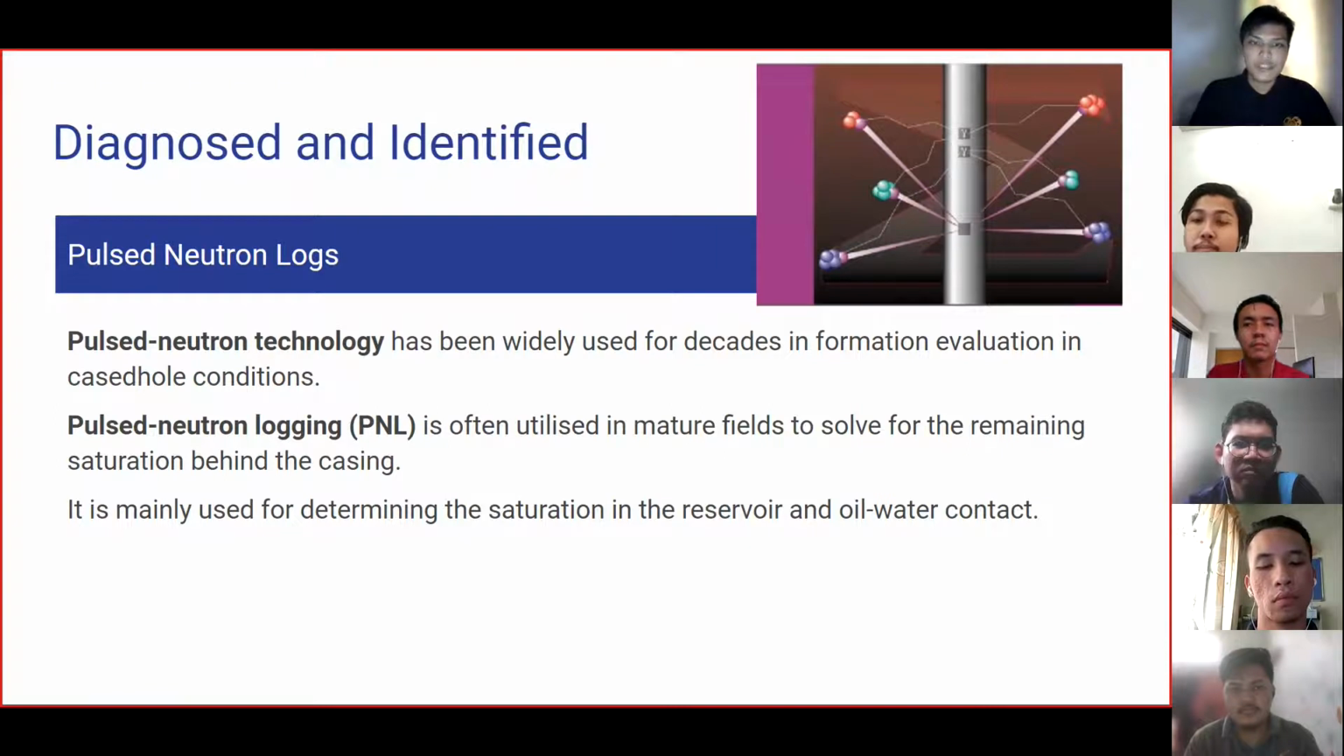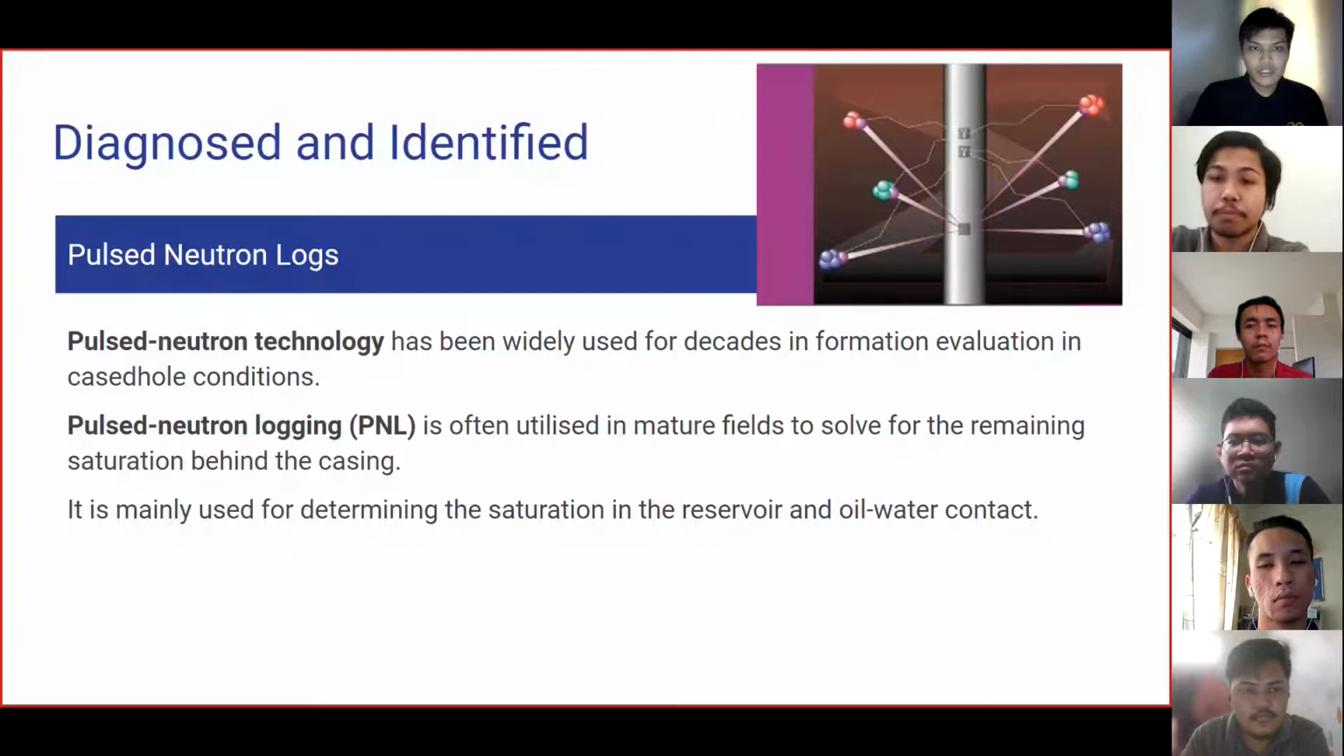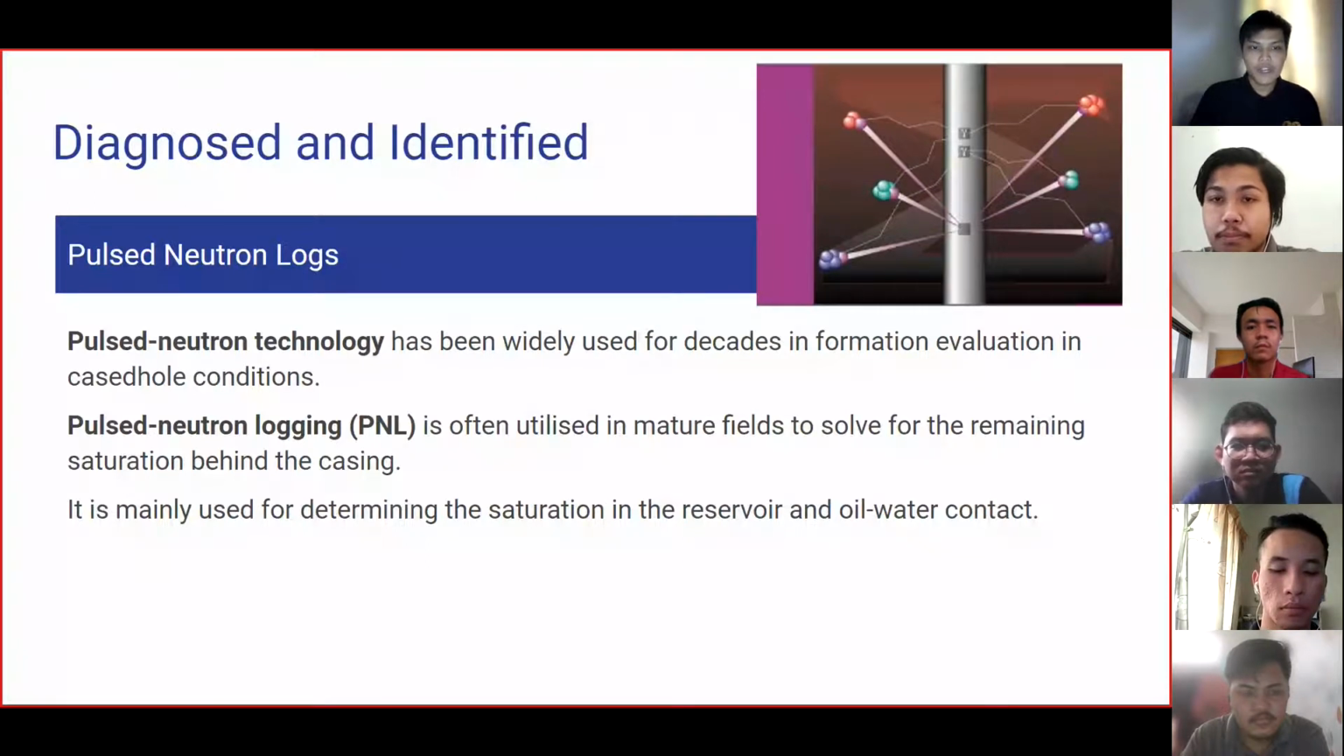The tool that is used to diagnose and identify this low porosity reservoir is the pulse neutron tool. Pulse neutron technology has been widely used for decades in formation evaluation in cased-hole conditions. Pulse neutron logging is often utilized in major fields to solve for the remaining saturation behind the casing. It is mainly used for determining the saturation in the reservoir and also the oil water contact. Next slide.